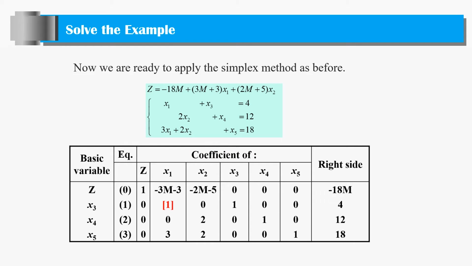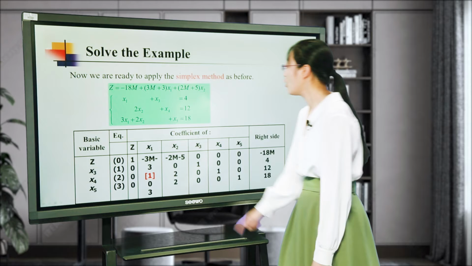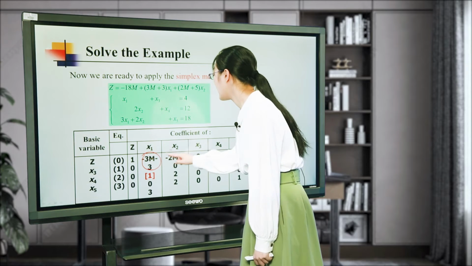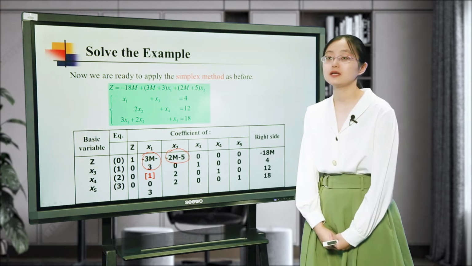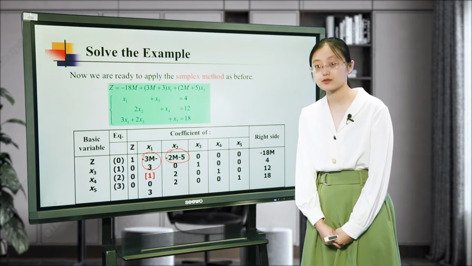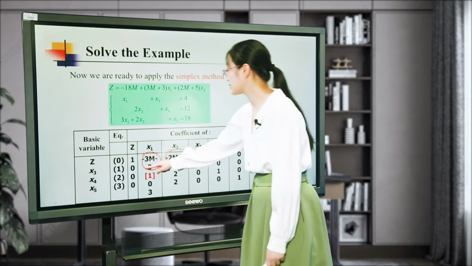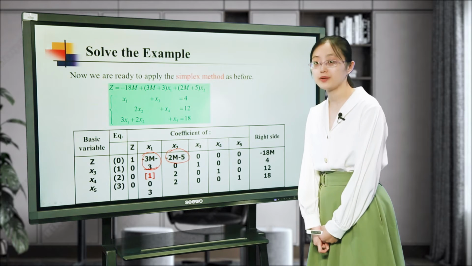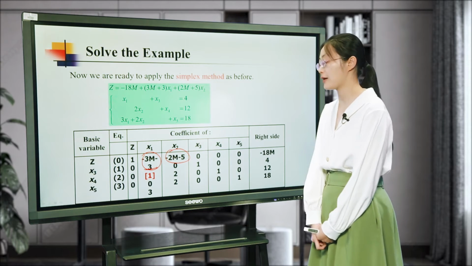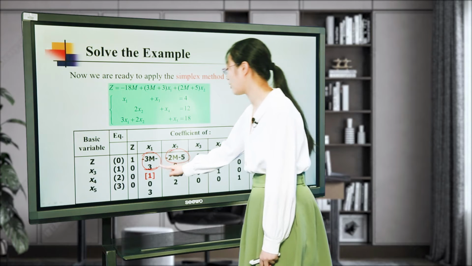So we first set up the simplex tabular, and then from the tabular, we start the optimality test. For the optimality test, we first check in equation 0: are there any negative coefficients? We have 2 negative coefficients. Since M is a very huge number, M actually dominates this difference. So negative 3M minus 3 is actually a bigger coefficient in absolute value. So this is our pivot column.